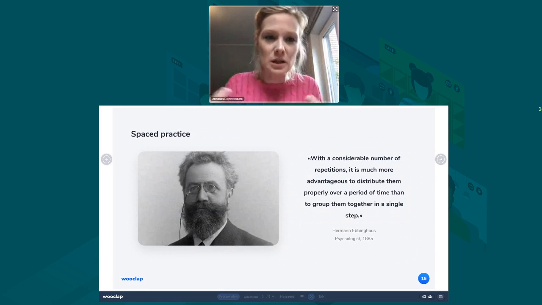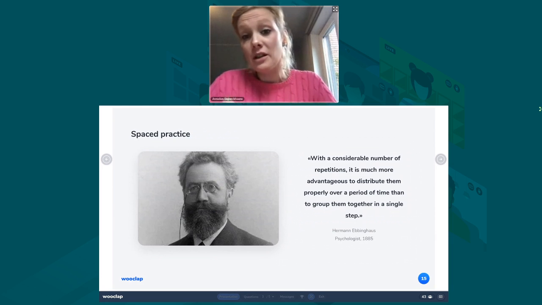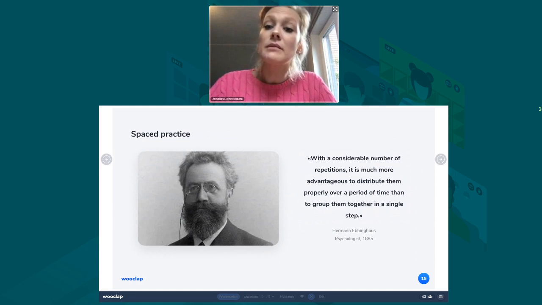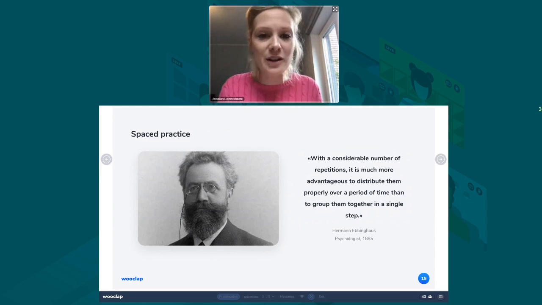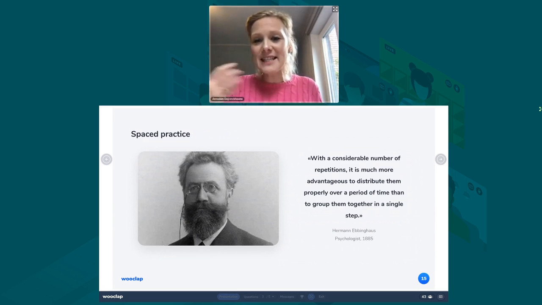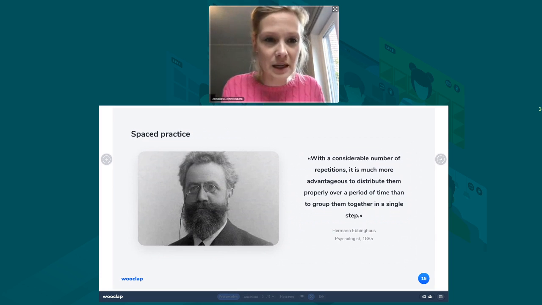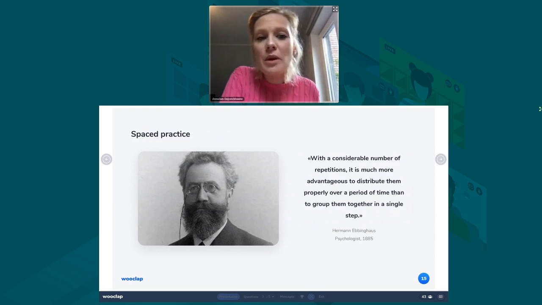Spaced repetitions, spaced quizzes. But quizzing alone is not enough, according to Hermann Ebbinghaus. With a considerable number of repetitions, it is much more advantageous to distribute them properly over a period of time than to group them together in one single step. This sentence is a result of the century-old pioneering studies of Mr. Ebbinghaus, and he based his research on his own experience, which wouldn't be accepted by today's standards, but he still found that the same amount of repeated studying of the same information, spaced over time, leads to greater retention of that information in the long run. In turn, using the same time to memorize the same content in a single session leads to lower performance.